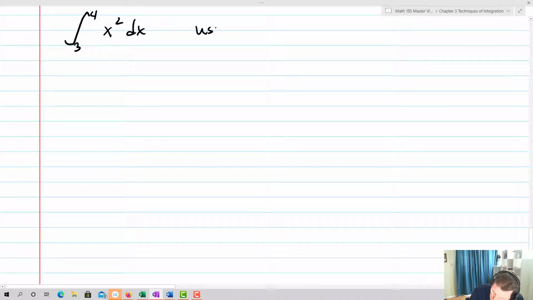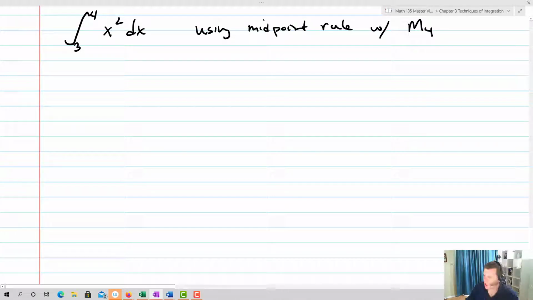Let's look at another example. Let's say, for example, I want to integrate from 3 to 4, all right, x squared dx using the midpoint rule. And we'll use a notation with M4, meaning that we're going to utilize 4 intervals here. So M4 being the midpoint rule, 4 being the number of intervals. So let's just kind of imagine what this looks like. We're going from 3 to 4.